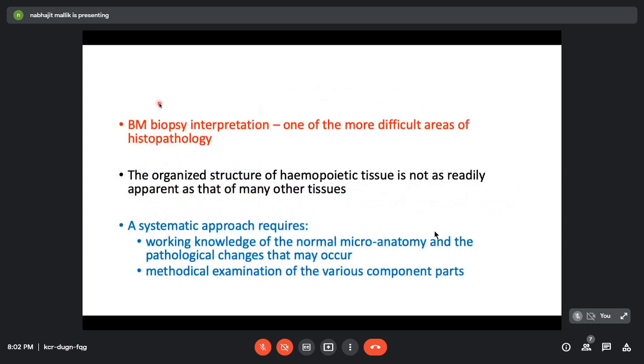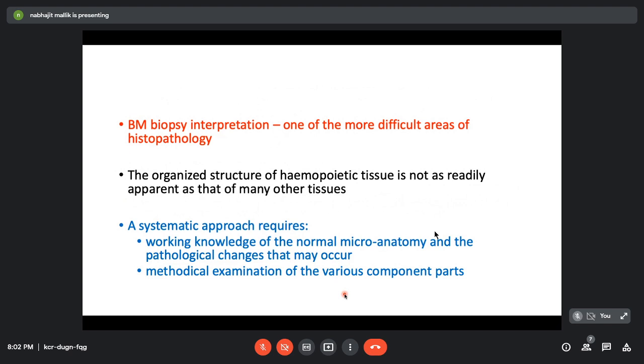Now, bone marrow biopsy interpretation is actually one of the most difficult areas of histopathology. The organized structure of hematopoietic tissue is not as readily apparent as that of many other tissues, and a systematic approach is required, for which we should have a working knowledge of the normal microanatomy and the pathological changes that may occur, and a methodical examination of the various component parts of the bone marrow should be done. So we need to have a good knowledge of the bone marrow anatomy.